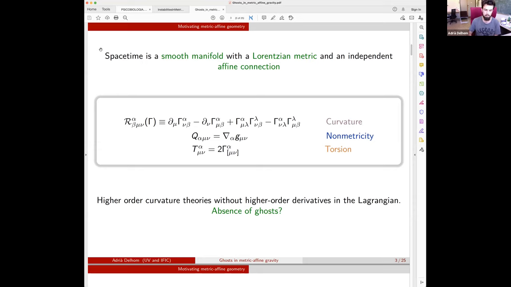And there are also arguments for which one could think that these could be effective theories that encode quantum effects of a quantum space.